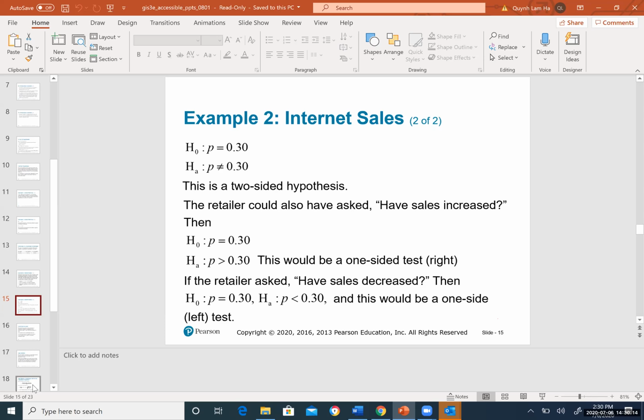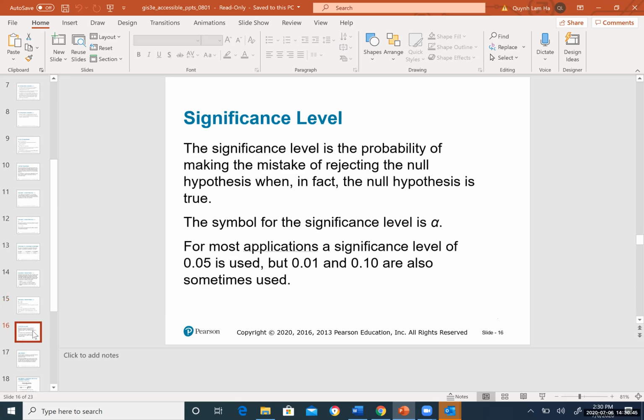And if they're asking, have sales decreased, then the hypothesis will be one-sided, but the left tail, right? So the keyword here is decrease. So you get H naught colon P equal to 0.3, HA P less than 0.3, and this would be a one-sided left test. So here they give us three options, but you have to pick the correct one depending on the wording that gives the hint.